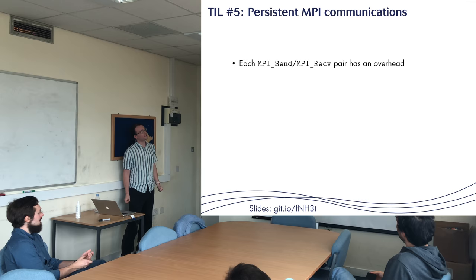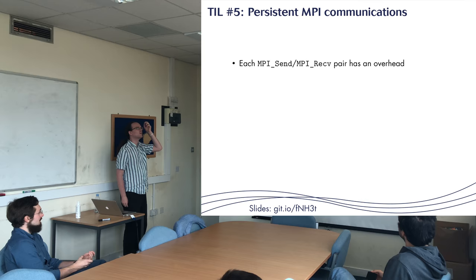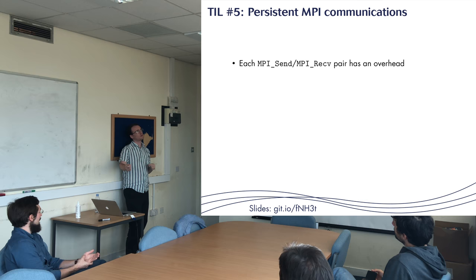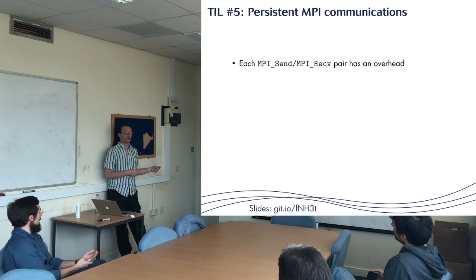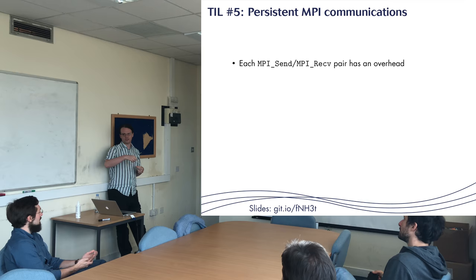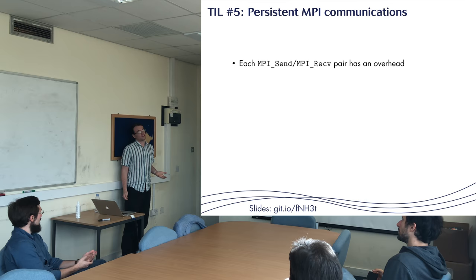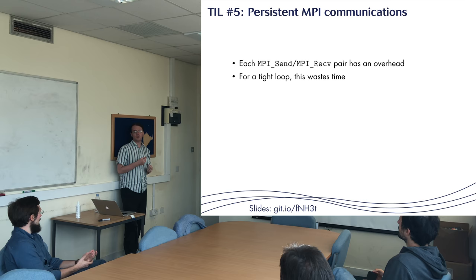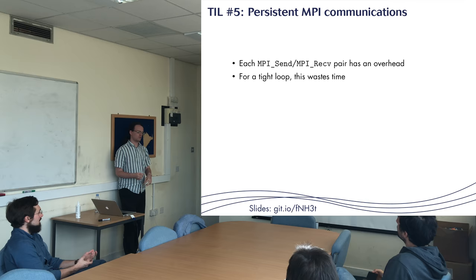The most recent thing I learned in the last 7 days is this idea of persistent MPI communications. When you do an MPI send, MPI receive pair, there is some overhead. There's some handshaking going on, working out which node you want to send to, how to get there across the network, what kind of data you're going to send, allocating buffers, that kind of thing. That takes a finite amount of time. So if you're in a very tight loop, this is a big waste of time. You're repeating the same stuff over and over. You want to factorize that section of code outside of the loop.